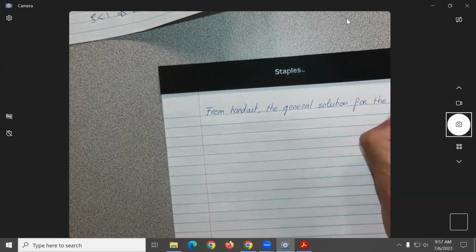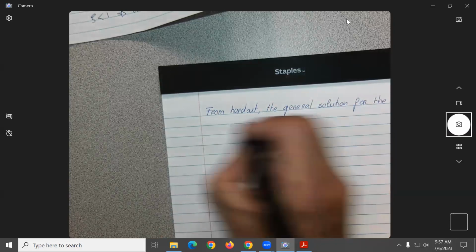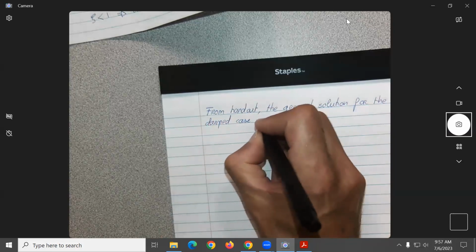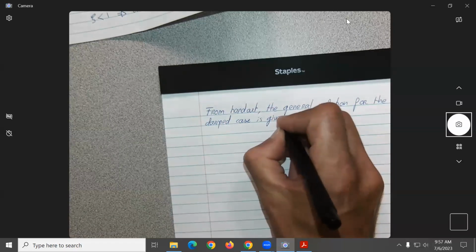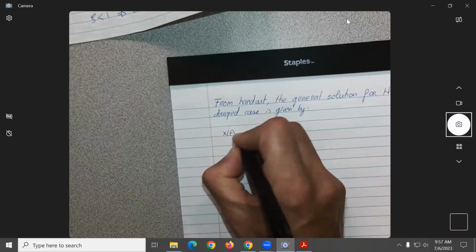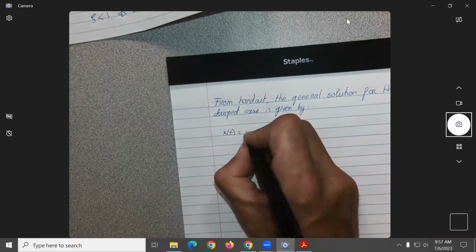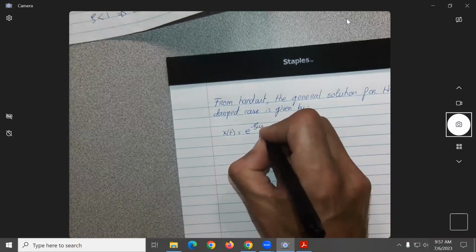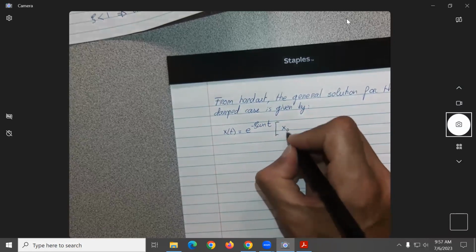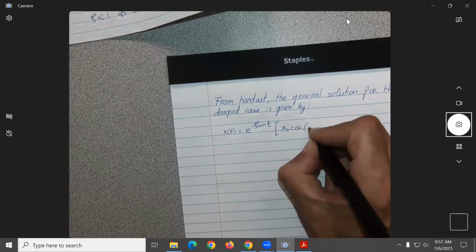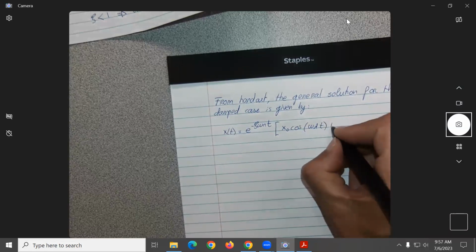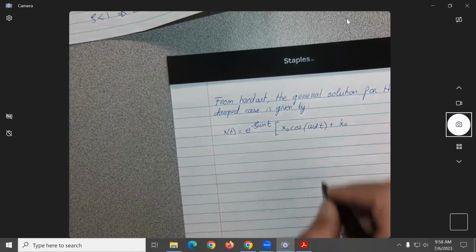For the, I mean, really it's for anyone, but let's say for the underdamped case, is given by what? x of t is equal to the exponential of minus zeta omega sub n t, times x sub naught cosine damped frequency t, plus x dot sub naught.